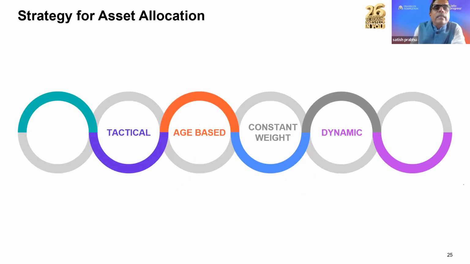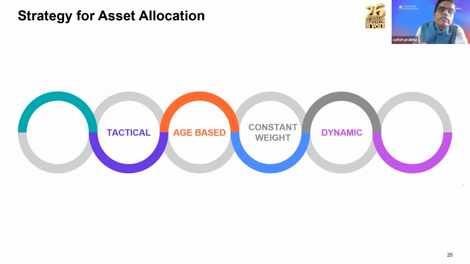Now, there are various types of asset allocation that you can do. You can do tactical asset allocation. You can do age-based asset allocation. You can do constant weight, and you can do a dynamic asset allocation. And we look at each of these types. Don't go by the terminology. The terminology may sound technical, but we will look at simplification of how simple these terminologies are. The middle two terminologies go by their names.